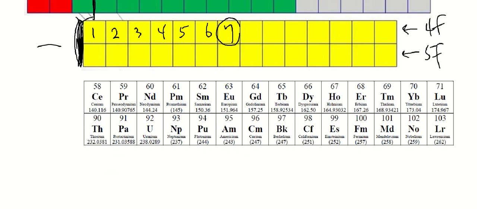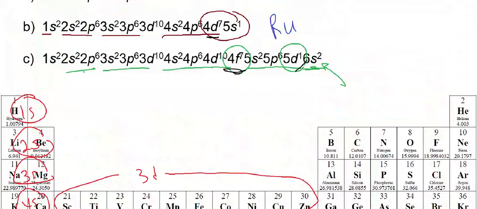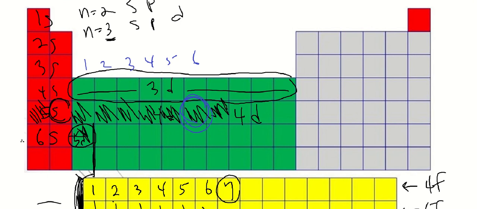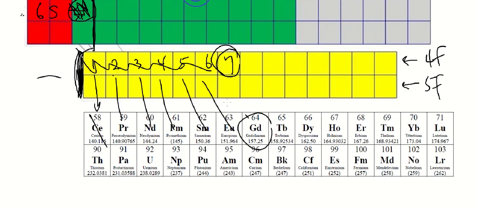All right, I'm back. So let's just get through this. There's the 1 right there. There's the 2. There's 3. There's 4. There's 5. There's 6. All right, there's your answer. Because it says 5d1, and then 4f7. And so it went through there, 5d1, and went through all of this, and that's number 64.